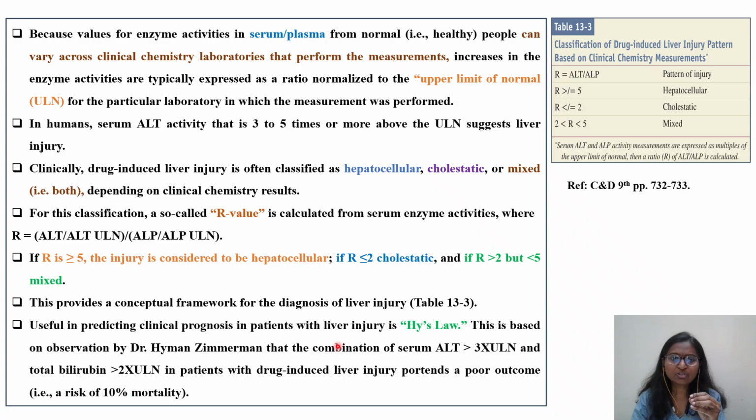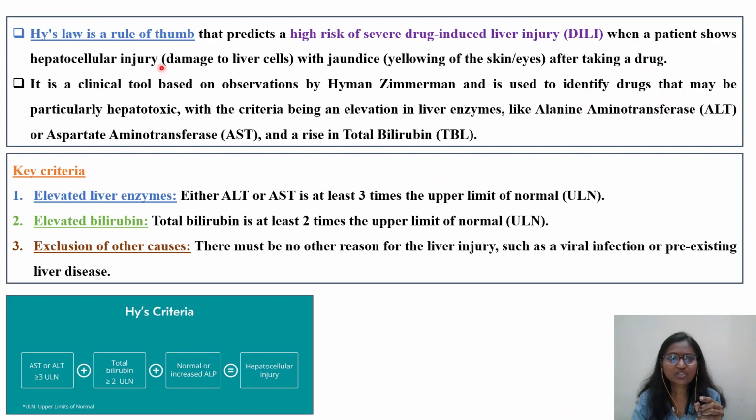So first we have to understand what the R value is. Then you have to apply Hy's law, which is a combination of two things: one is the serum ALT value and the other is total bilirubin. This is the R value formula. So let's see what Hy's law is. Hy's law, to better understand, is a rule of thumb that predicts a high risk of severe drug-induced liver injury when a patient shows hepatocellular injury, damage to the liver cells, with jaundice, that is, yellowing of the skin as well as the eyes, after taking a certain drug.